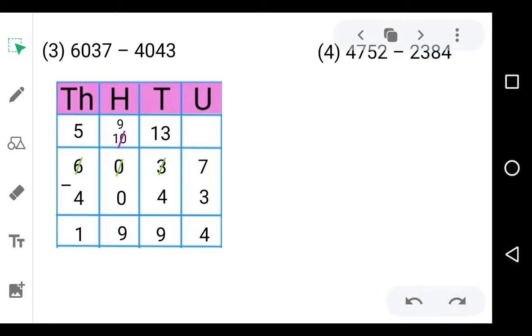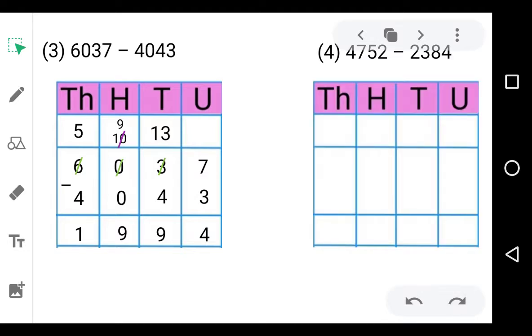Next one is 4752 minus 2384. So let's subtract these numbers. So for that, first we arrange these numbers vertically. So first, which number we arrange? First number 4752. Now we arrange the second number 2384. Then subtract it. See, at the unit place we cannot subtract 4 from 2. So borrow 1 from the tens place. At the tens place 5 will be 4, and at the unit place 2 will be 12.